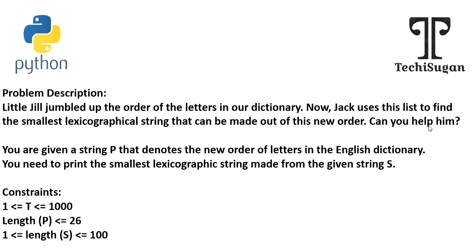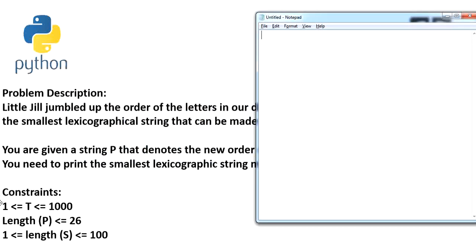Can you help him? Here they are given a statement that normally this dictionary will be in alphabetical order A, B, C, and so on till Z. What they are given here is that Little Jill has changed this order and we are supposed to help Jack find the smallest lexicographical string for this given order. This is the question. Now let us move on further so that we can understand the actual criteria.